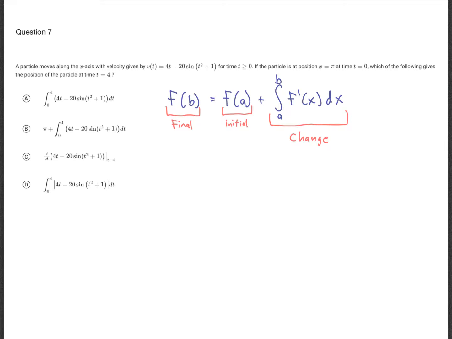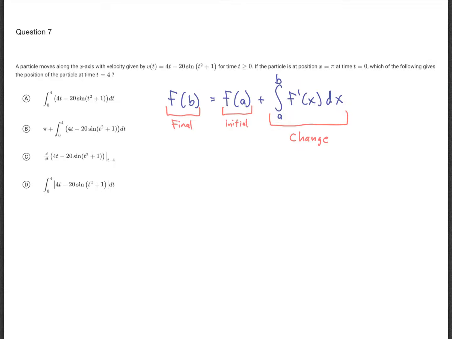Okay, so if we want the position at some value, this is going to have to be velocity, right? Derivative of position. So that's perfect. We're given a velocity function, and we want to know something about position, so that's perfect. Okay, so let's set this up.